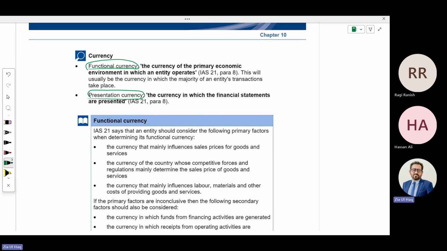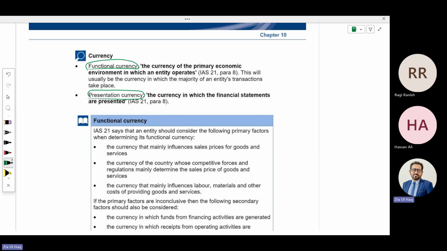If you are operating in the UK, you will perform all the transactions in pound sterling. If you are in the USA, you will perform all the transactions in US dollar. Not just dollar, US dollar, because there are some other countries whose currency is also dollar. Singapore has a different dollar. Australia has a different dollar. Canada has a different dollar.